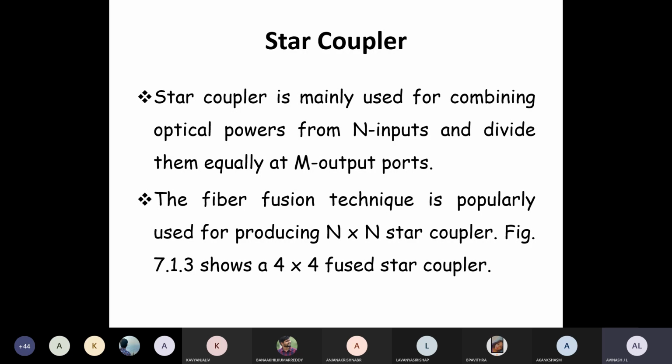The fiber fusion technique is popularly used for producing n cross n star coupler. The figure shows a 4 cross 4 fused star coupler.